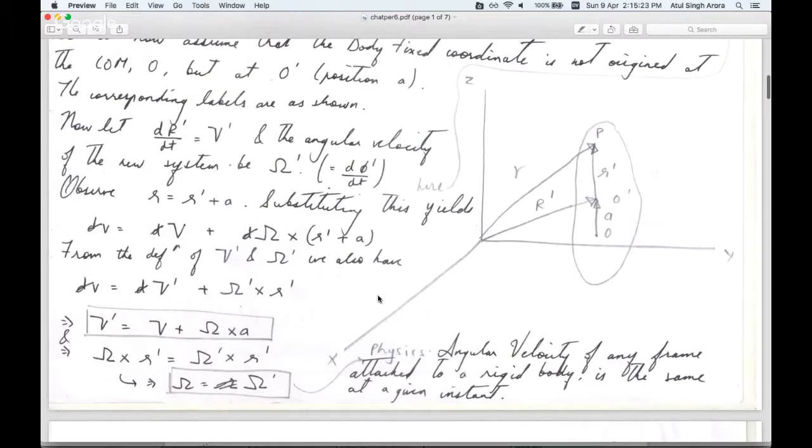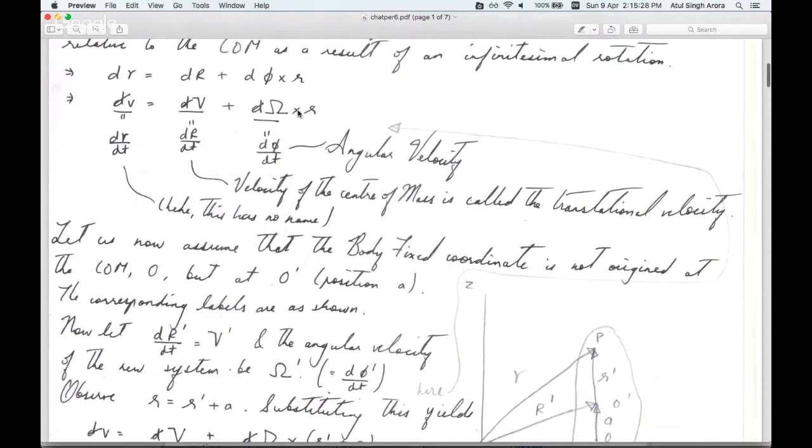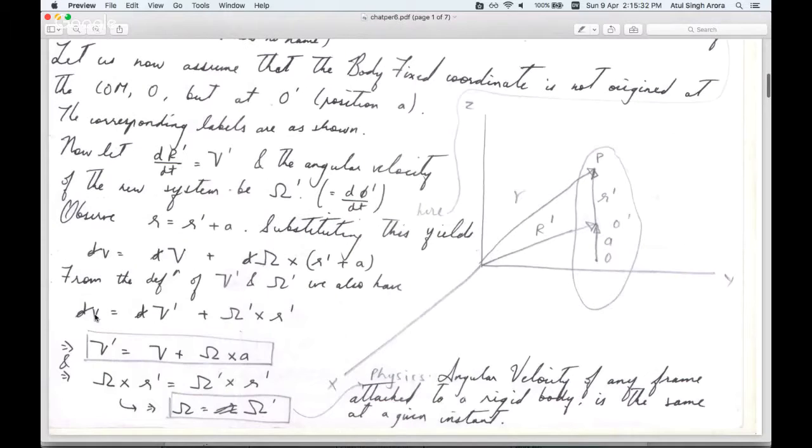Similarly, using the same logic that we used here, you can write the expression for the primed coordinates. And in that case, you would get, and this remains v again, okay? That is because this r coordinate, the point P in the fixed frame, is the same. So v is equal to v prime plus omega prime cross r prime.